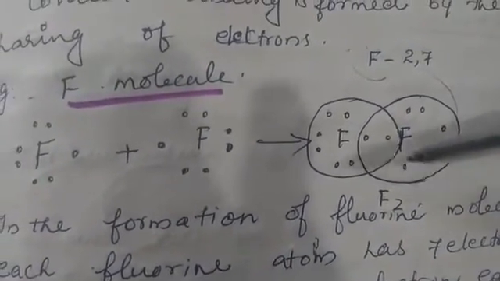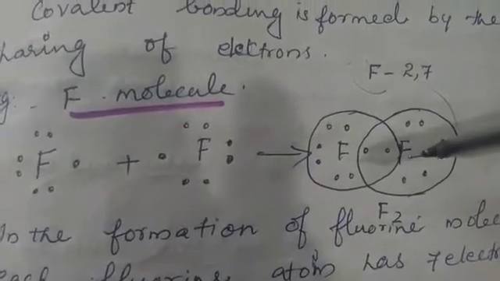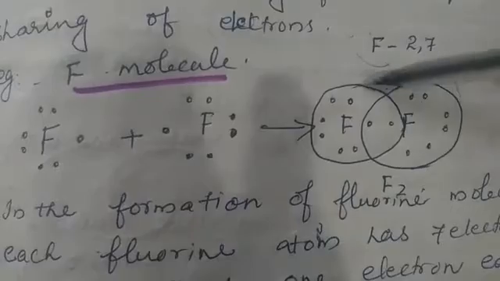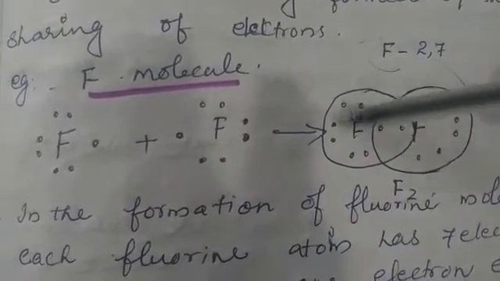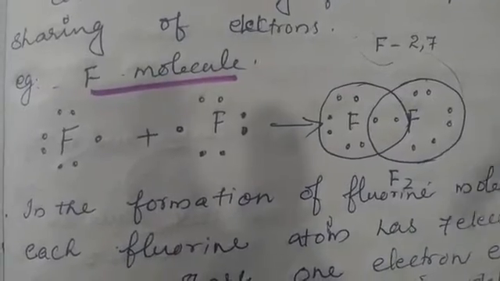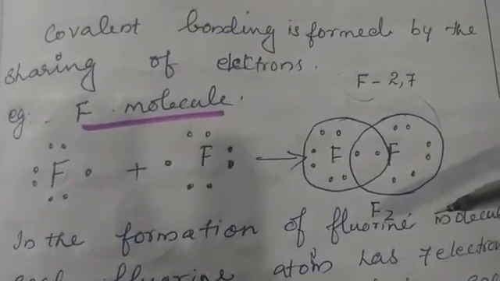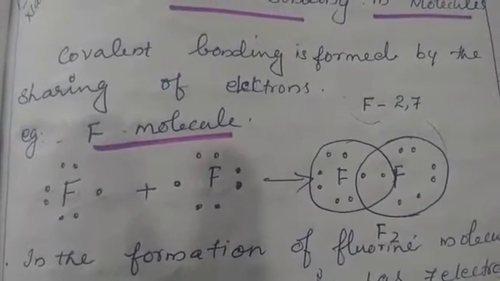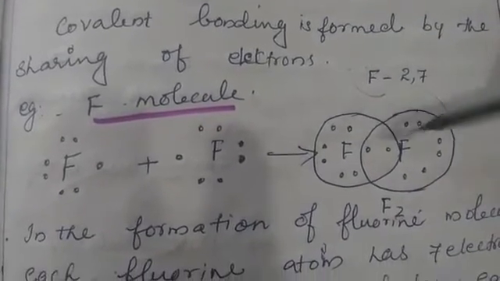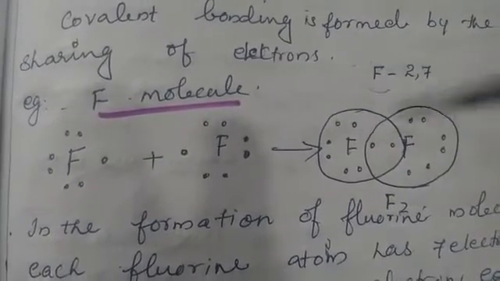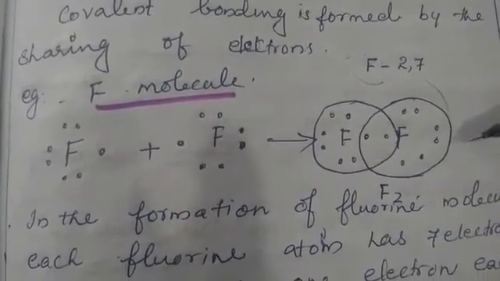Is it clear or not? They are not at all completely giving, but they are sharing each other. They are sharing each other by one pair of electrons. So covalent bond is formed by the sharing of one pair. One pair means 2 electrons. One pair of electrons is called single bond. Single bond. Is it clear? Fluorine molecule forms a single bond between the fluorine atoms.